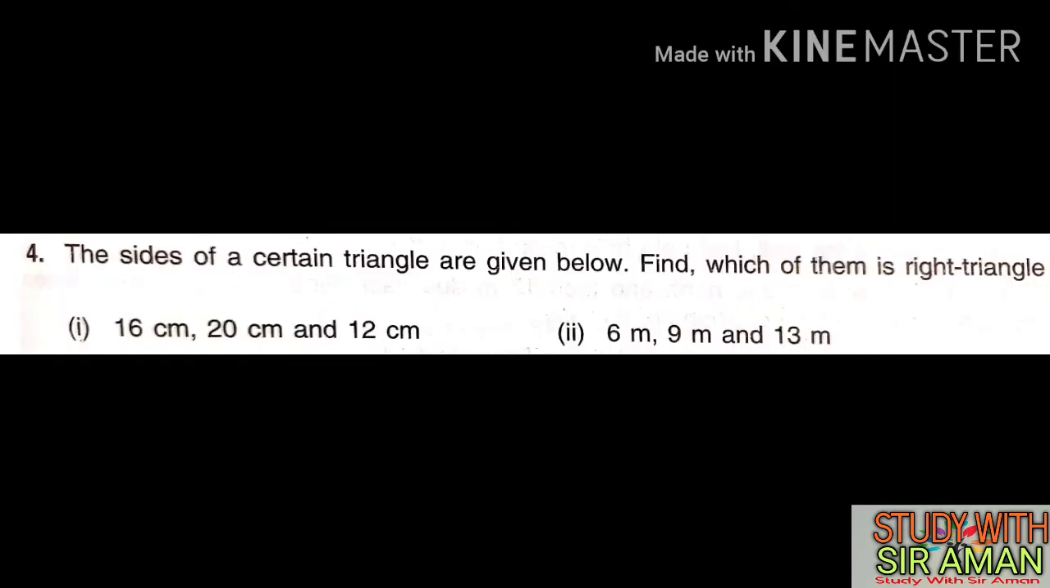Okay, check this. The sides of a triangle are given below. Find which of them is a right triangle. Three sides are given, 16, 20 and 12. You have to find which is the right angle triangle. So this we have discussed at the beginning of this video. Okay, which one is the longest side? 20, and the remaining sides 12 and 16. How to solve this? Check nicely.